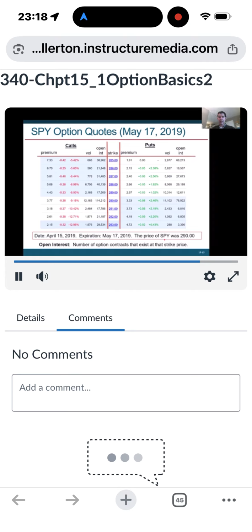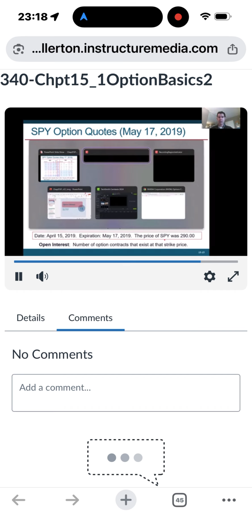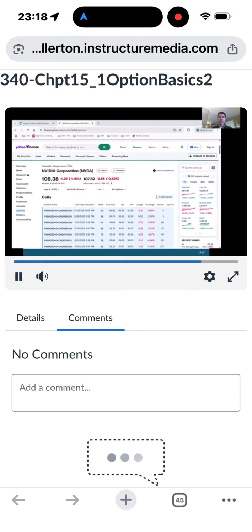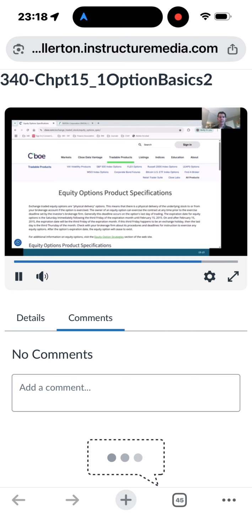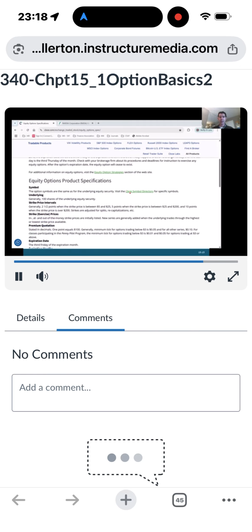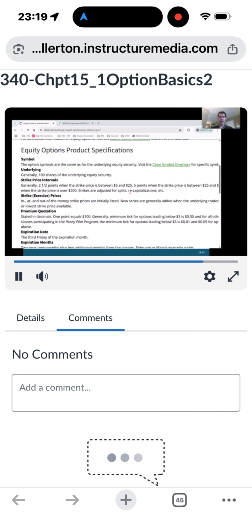So I have in the slides here a screenshot of some different options, but I think it's better if I actually jump over and show you an actual quote of some of these. Actually, before I go to the quote, I'm going to show you on the CBOE, Chicago Board of Options Exchange, how this terminology that we just went over shows up. So here I'm looking at equity options product specifications. These are equity options, meaning options on stocks. Let's scroll down and see some of the things that we talked about.